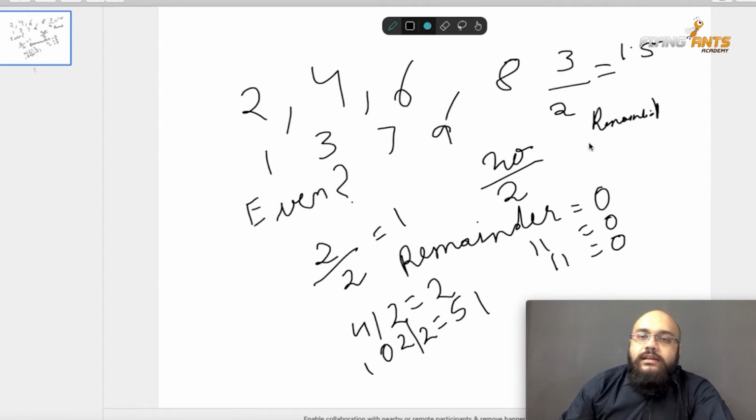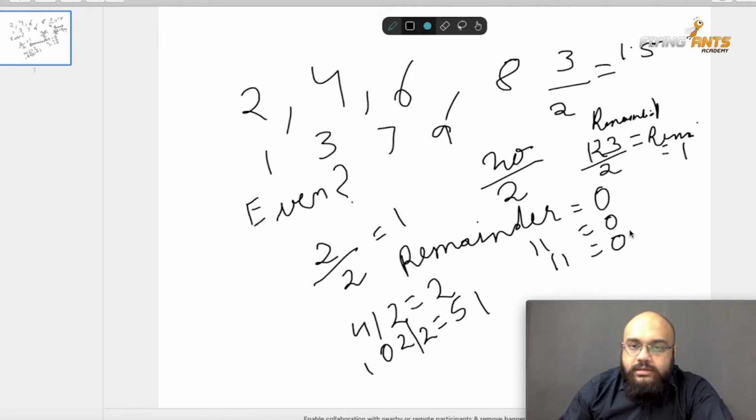Similarly, 123 divided by 2, the remainder would be 1. So we see a very common thing over here, right? For every even number, 2, 4, 6, 8, 10, and so on, the remainder is always 0 when divided by 2, right? When we divide any even number by 2, the remainder will always be 0. And when we divide any odd number by 2, the remainder will always be 1.